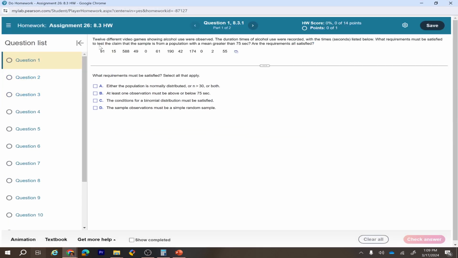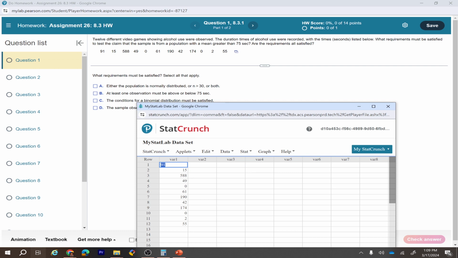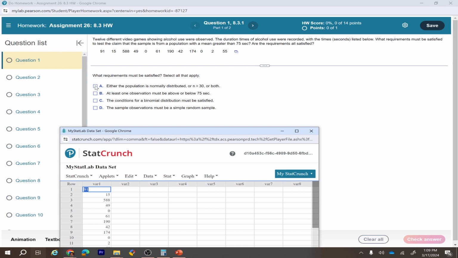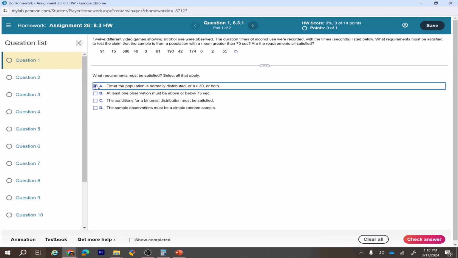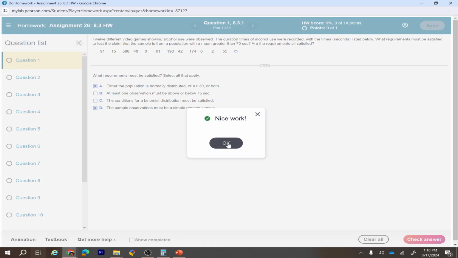First one: 12 different video games showing alcohol use were observed. The duration times of alcohol use were recorded. This is the data we have, 12 values. Now, what requirement must be satisfied to test the claim that the sample is from a population with a mean greater than 75 seconds? Other requirements are all satisfied. These are the requirements: either the population is normally distributed, or n is greater than 30, or both. And the sample observations must be simple random. So these are the two conditions.